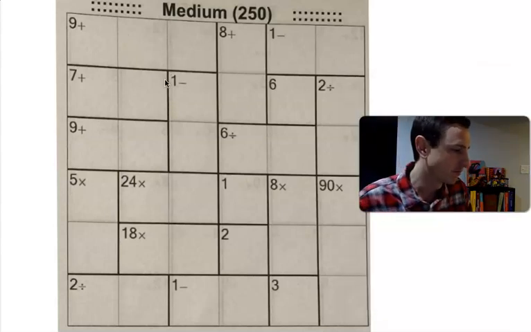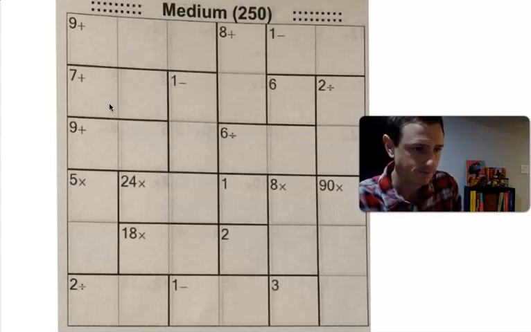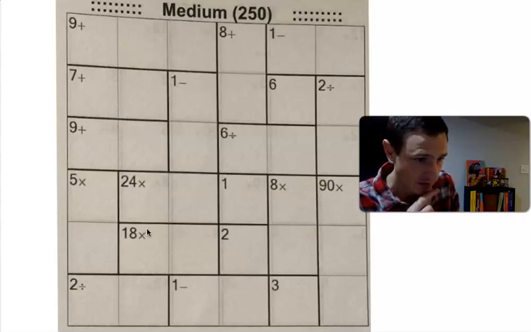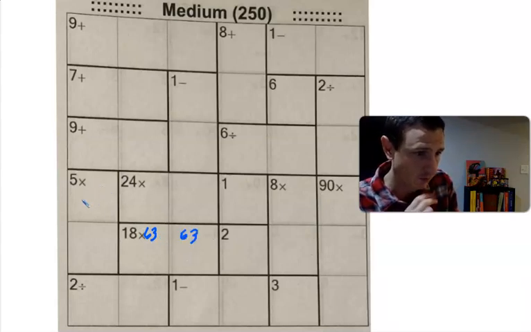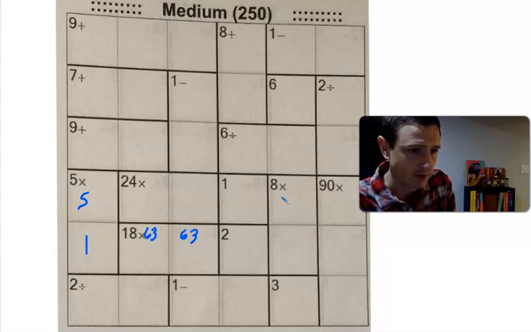Let's see how we're doing on time. Alright, not too bad. 90. Ooh, not liking that. Look at 90. This is going to be 6 and 3. It's going to be 5 and 1, which 1 can't go here, so it's going to be 5 and 1. This has to be 4 and 2. So this is going to be the 2 and the 4. Because 2 is already here.